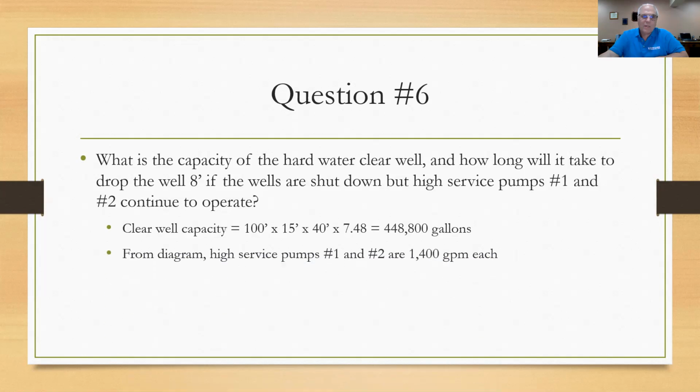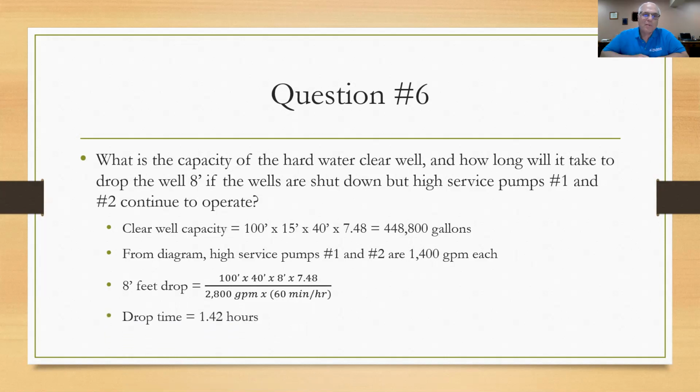Now, from the diagram, I see that the high service pumps number 1 and number 2 are each 1,400 gallons per minute. So they're implying that the flow rate is 2,800 gallons per minute. So now I need to figure out what 8 feet of water in that clear well amounts to. So an 8-foot drop would be 100 feet by 40 feet by 8 feet by 7.48 gallons per cubic foot divided by the flow rate converted to minutes per hour. And I come up with a drop time of 1.42 hours.